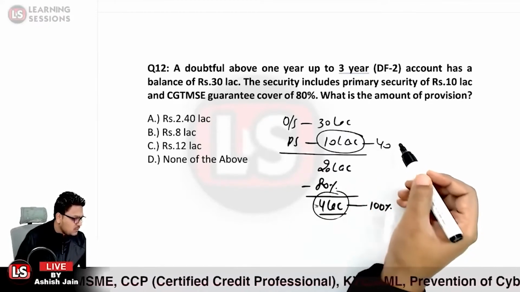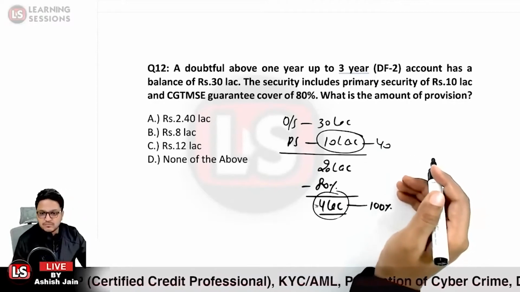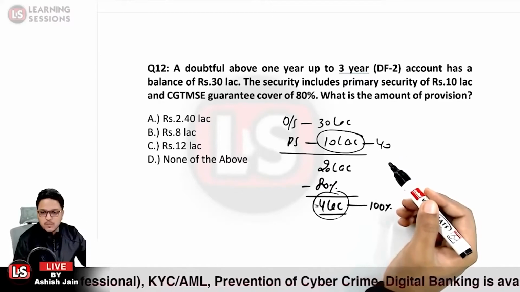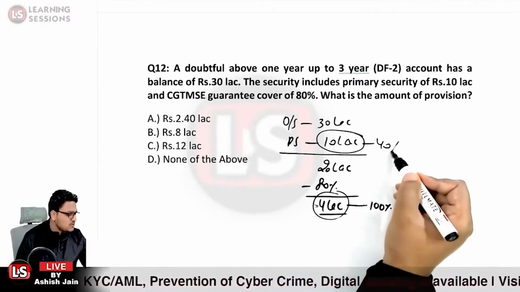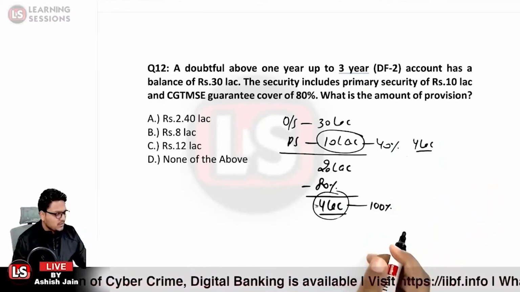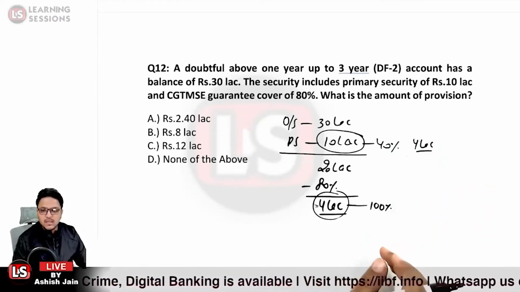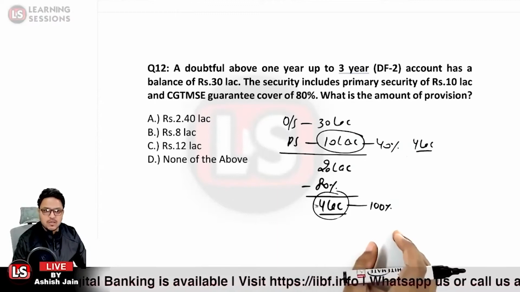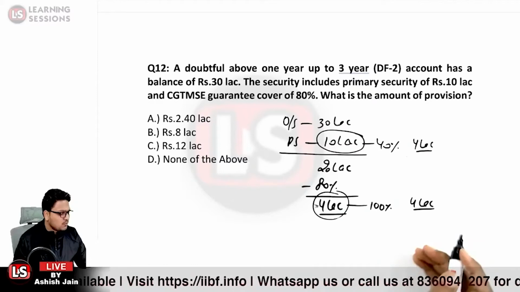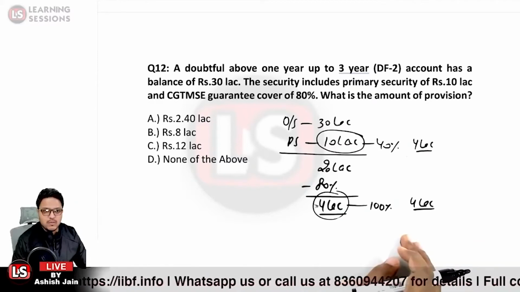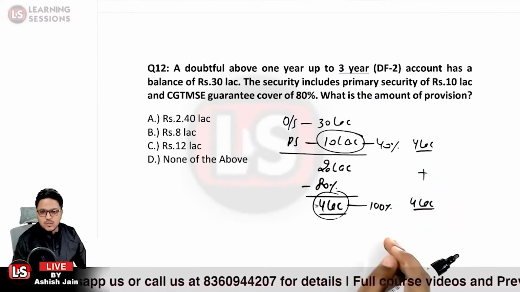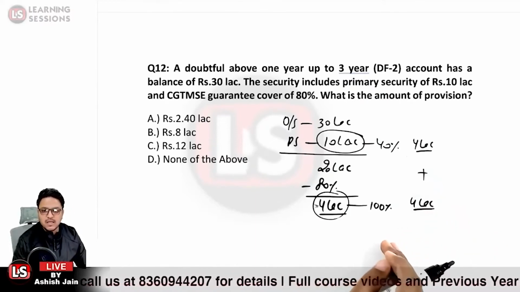40% of the provision is to be created, isn't it? So for the secured part, 40% of the provision is to be created, so it will be 4 lakh rupees. And further for the unsecured part, 100% of the provision is to be created, that is 4 lakh rupees. So it will be equal to 8 lakh rupees. So the total provision that is to be created in this question is 8 lakh rupees.